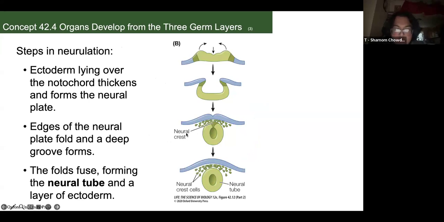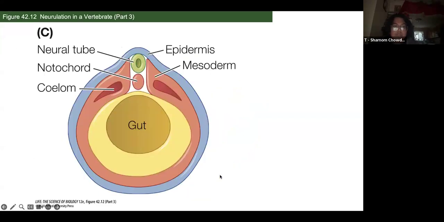So here, the ectoderm lying over the notochord, which is here, thickens and starts forming the neural plate. Then the neural plate starts to fold, and then a deep groove forms. Then these folds start to fuse, forming the neural tube. And then the neural tube forms, and now you have a layer of ectoderm as well. So once again, your notochord, you have the neural tube at top.